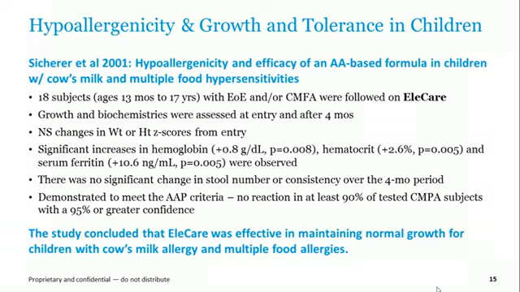So hypoallergenicity is another one, and these studies take forever to do because there's a lot of children that are suspected or probably do have cow's milk allergy, but they don't go through the double-blind placebo-controlled food challenge. But to prove hypoallergenicity, actually it's in the American Academy of Pediatrics recommendation, you have to make sure that you have no reaction in at least 90% of these confirmed cow's milk allergy patients with greater than a 95% confidence.